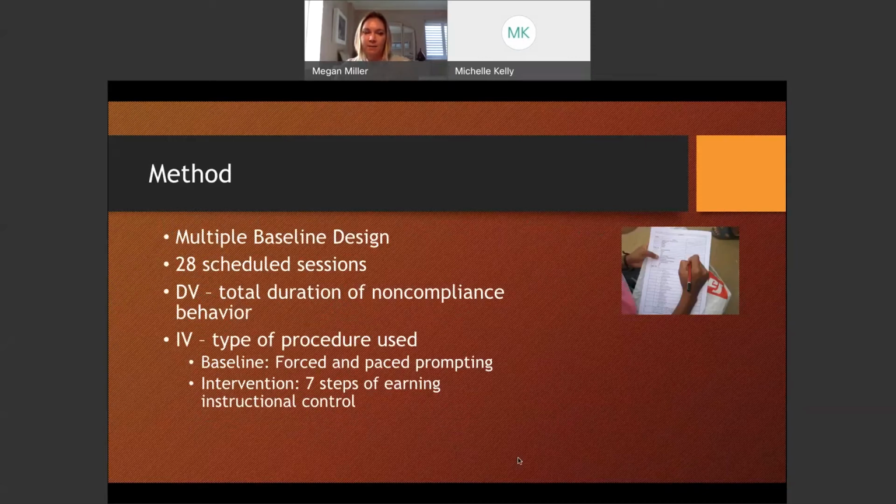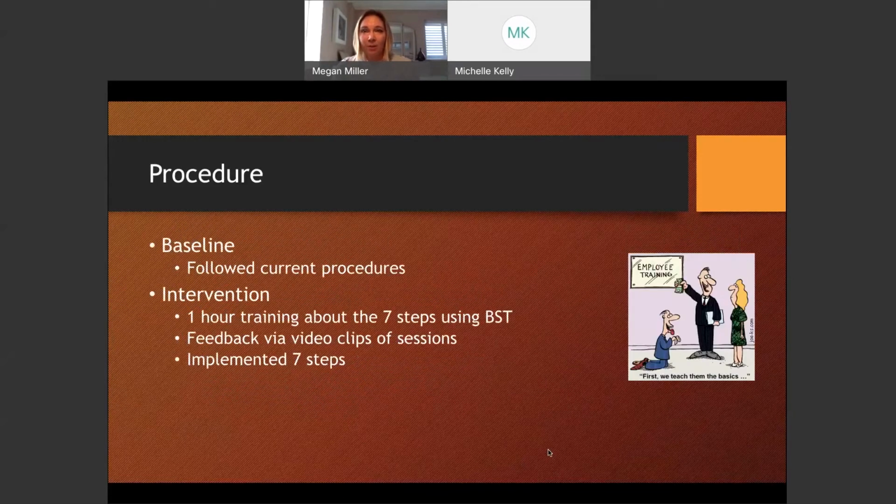Okay, so the method, it was a multiple baseline design, 28 scheduled sessions. The dependent variable was the total duration of non-compliance behavior in a 5-minute video sample. And the independent variable was the type of procedure used. So baseline, which was forced and pace prompting, and then intervention was the 7 steps of earning instructional control. For baseline, we followed the current procedures they had in place. For intervention, I did a 1-hour training with the tutors about the 7 steps using behavioral skills training. I gave them feedback via video clips of their sessions, and then they implemented the 7 steps.